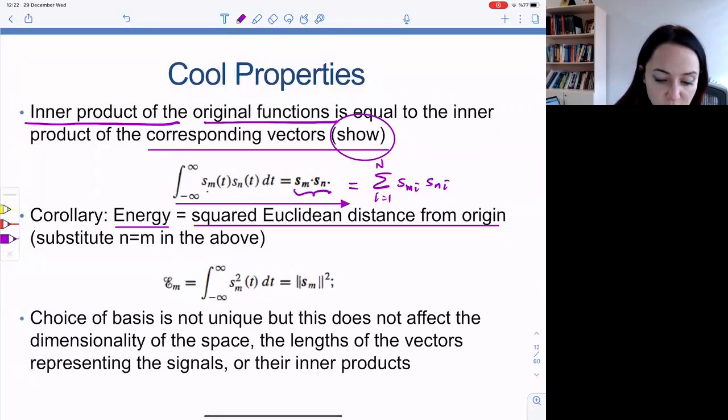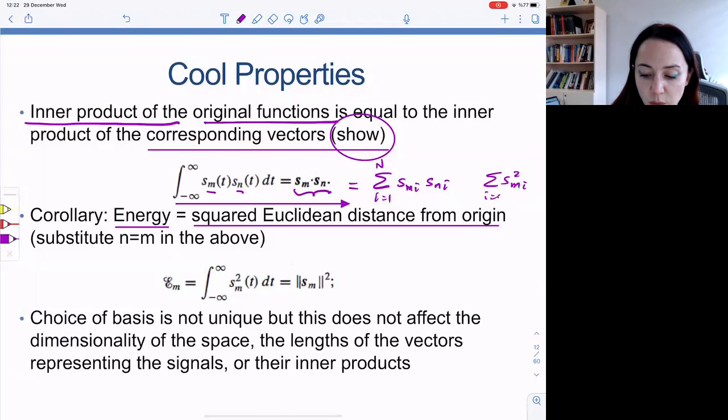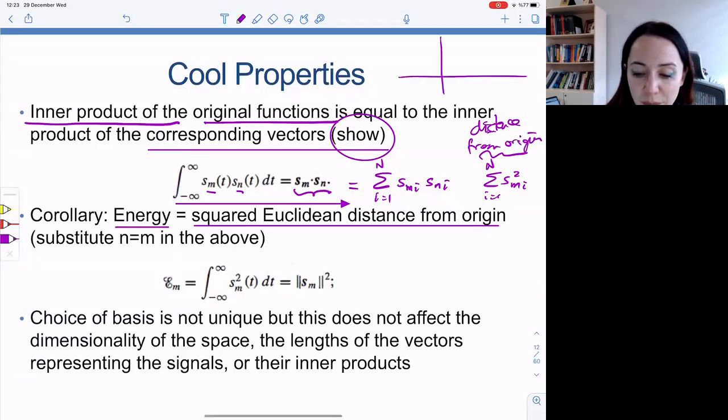Okay, so substitute m equals n. Sm squared equals Sm I squared I from 1 to n, which is the distance from the origin. Okay, so basically when we represent our signal Sm as a point in the vector space, the energy is the distance of this point to the origin.